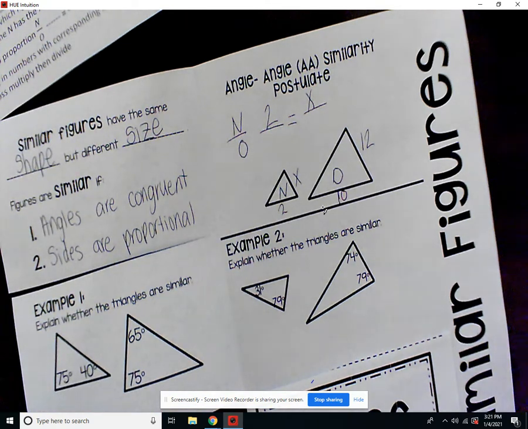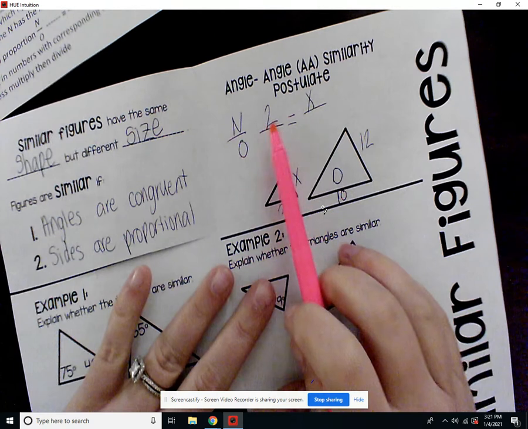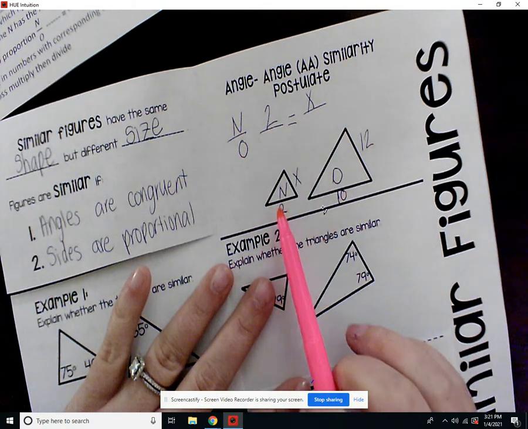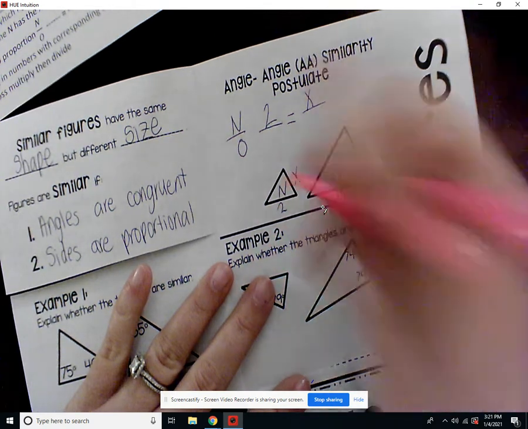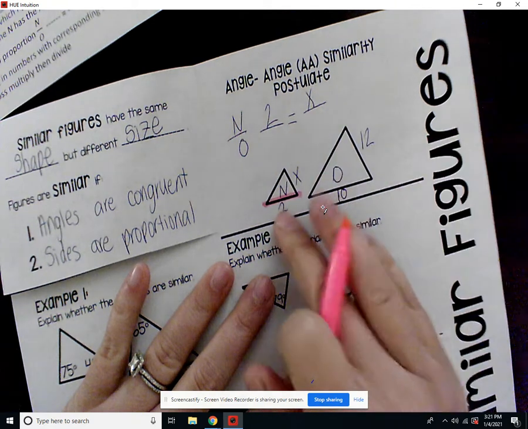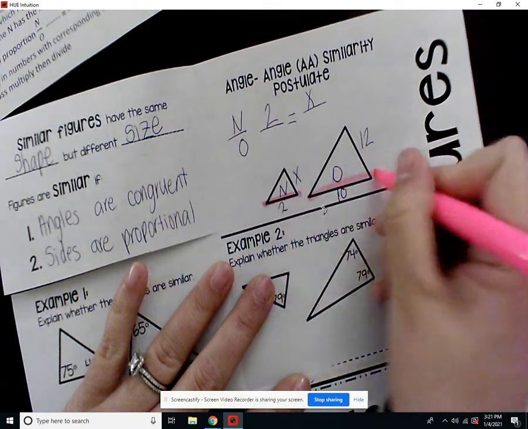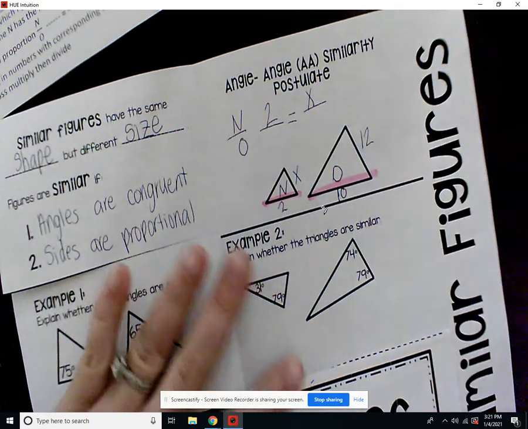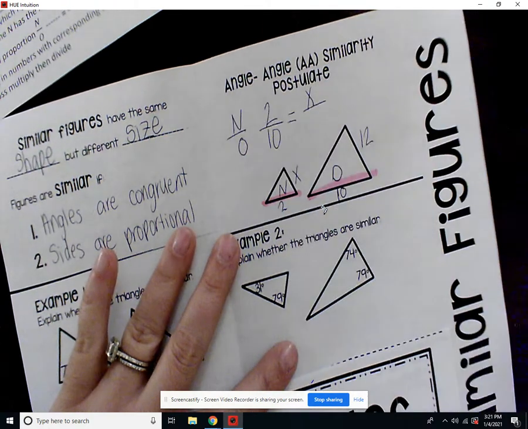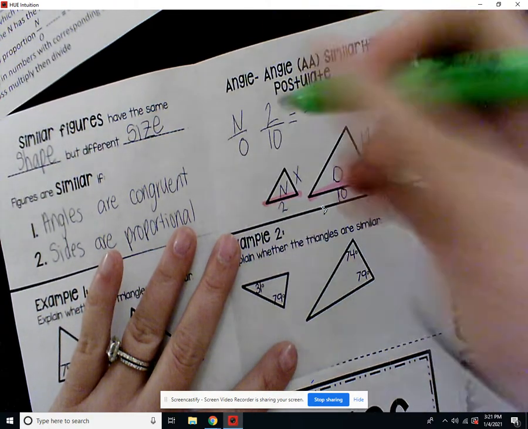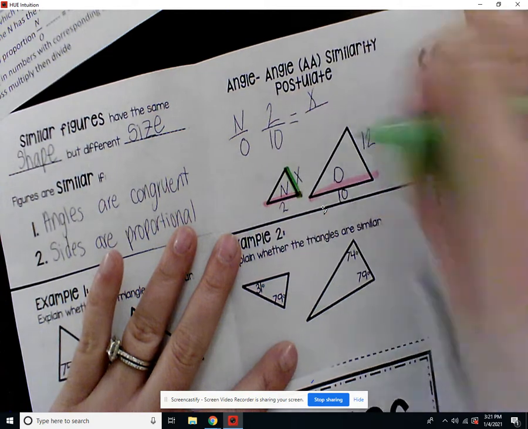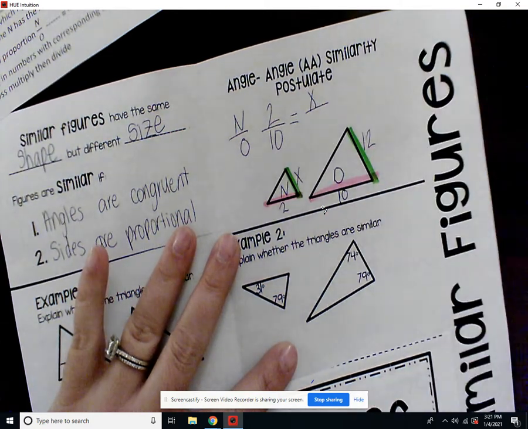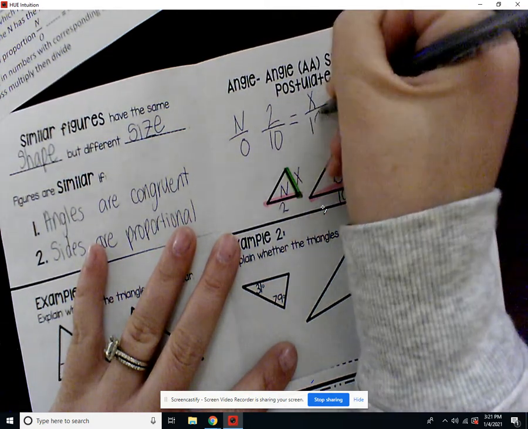Now we're going to find the corresponding sides. What that means is we're going to match 2, that's on the same side on this figure, with our other figure. So 2 is here, so it's going to go right here on the bottom, which is 10. And then we have x, and x corresponds with 12, and so that's going to go on the bottom.